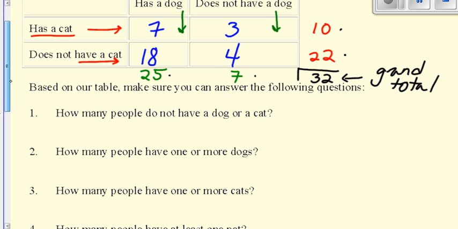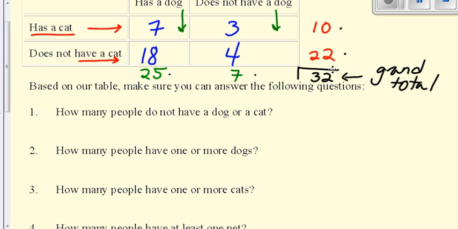So, based on what's inside the table and also what's at the edge or the periphery of the table, we should be able to answer the following. How many people do not have a dog or a cat? That's actually a number that's in one of the cells, right here. There are 4 people who own neither a dog nor a cat.